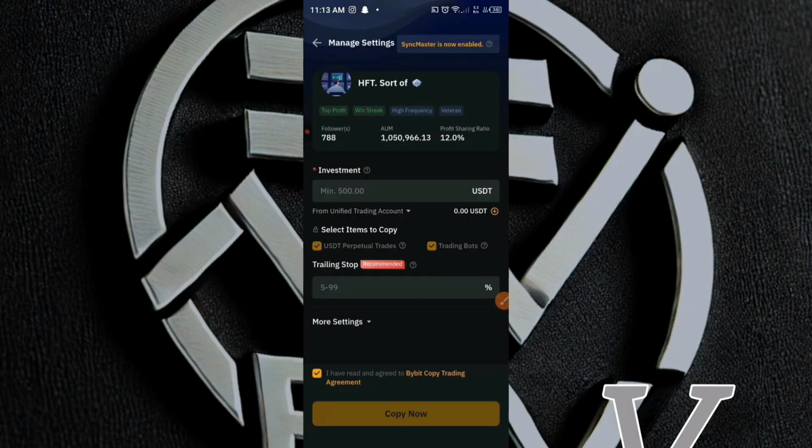So guys, I want you to take note of something, which is that the minimum amount that you can use to copy a trader now in Bybit is actually $500. So you should take note of that. You need this amount of capital in order to copy a trader.